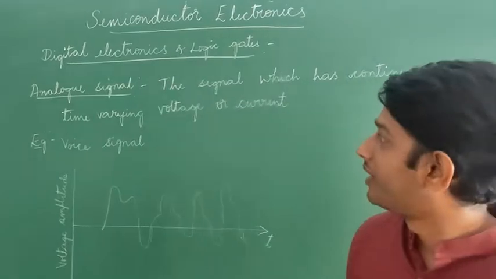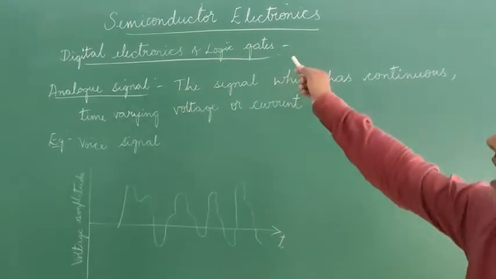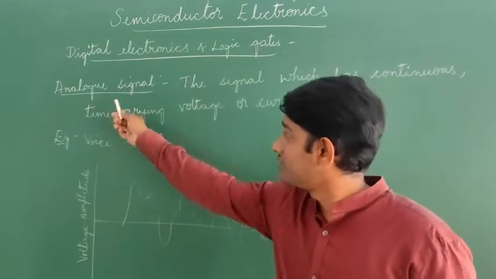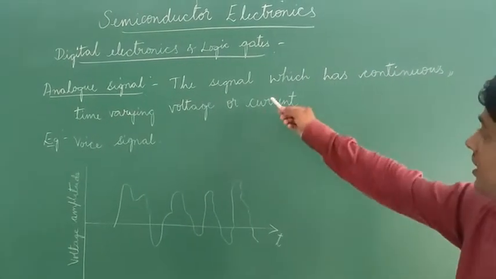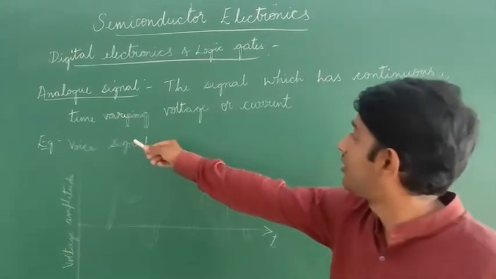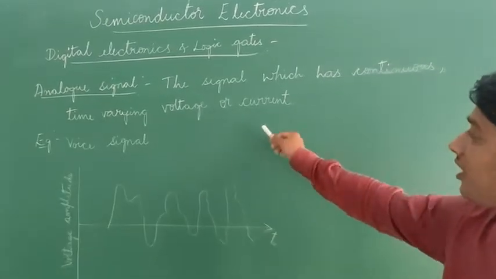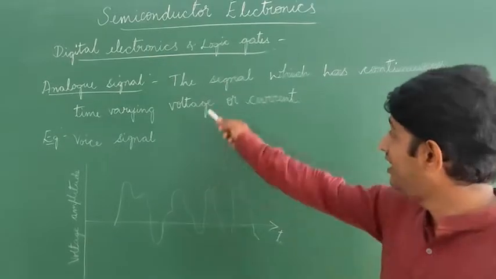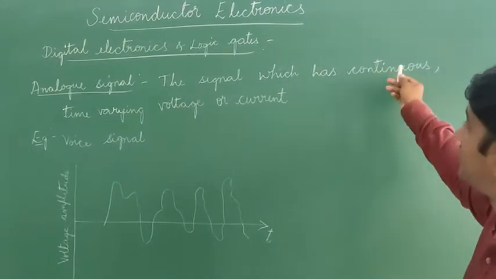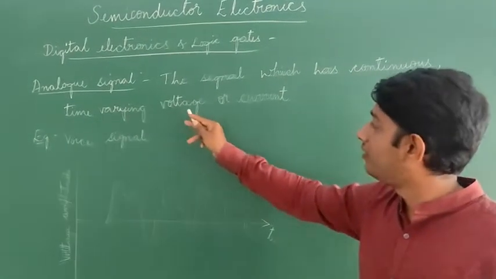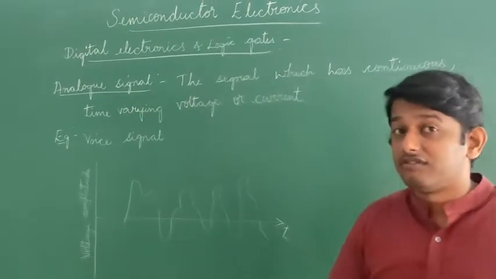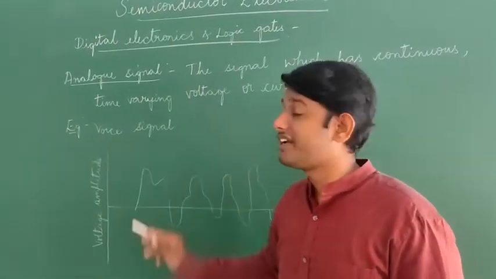The next topic is digital electronics and logic gates. The first term in this is analog signal. The signal which has continuous time varying voltage or current is called an analog signal. For this, the example is voice signal.